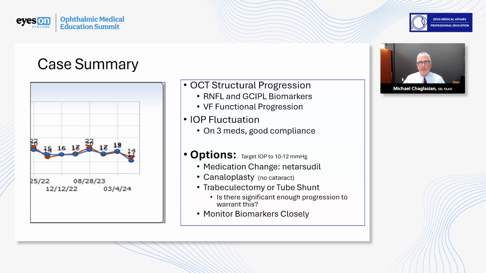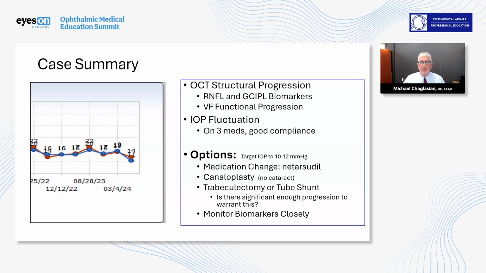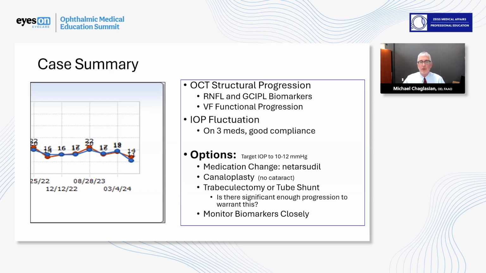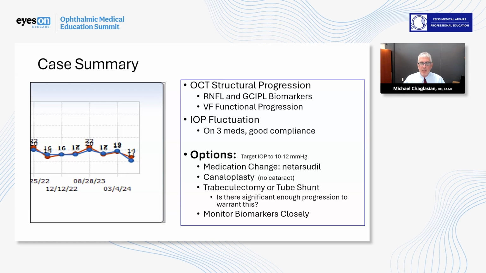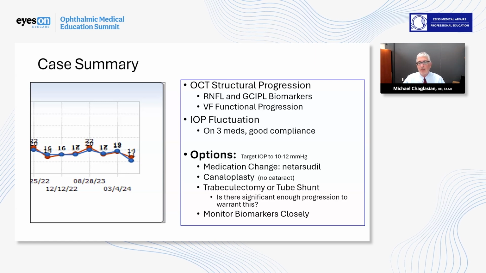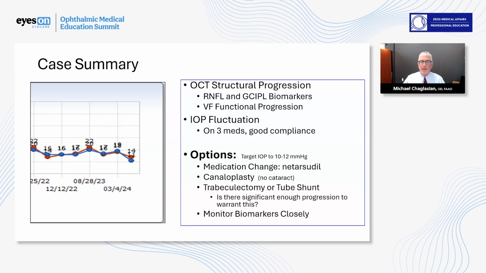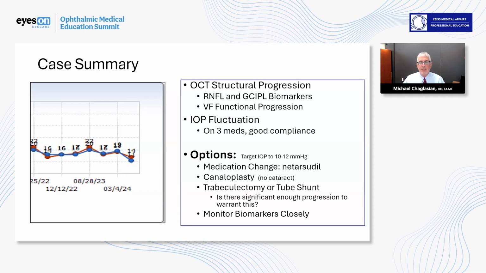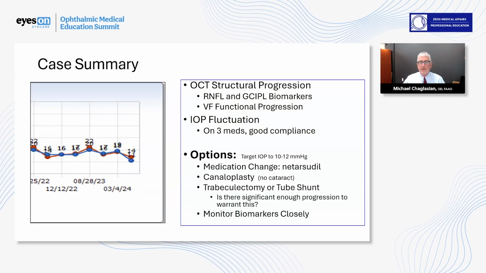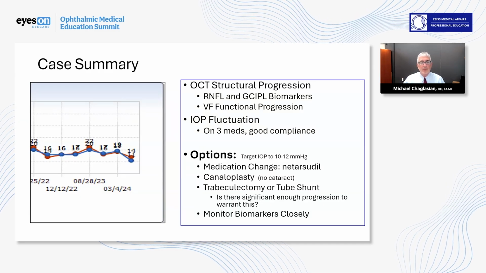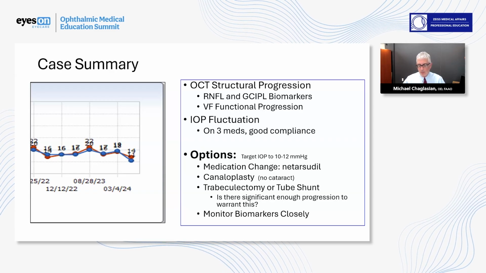The patient is on 3 medications, and we have some options that we need to have some careful consideration for. We probably have a much lower target pressure now in the 10 to 12 range. We might get there with additional medication, a surgical procedure like canaloplasty, although unfortunately other MIGS procedures are not available because there is no cataract present in the patient, or she might even need more aggressive trabeculectomy or tube shunt procedure. And you might finally decide just to monitor the biomarkers more closely as you evaluate how fast this patient is really changing and what the best intervention is.